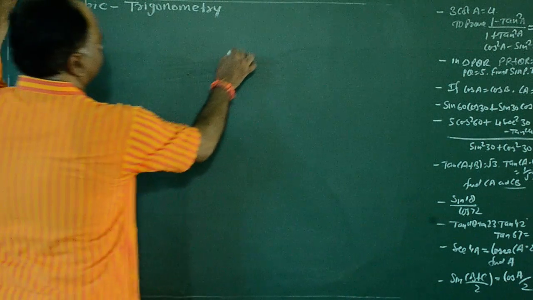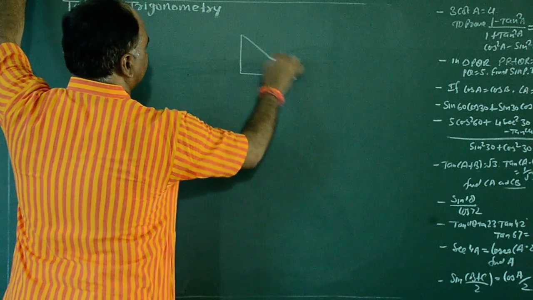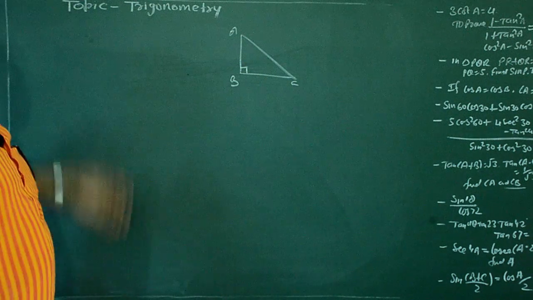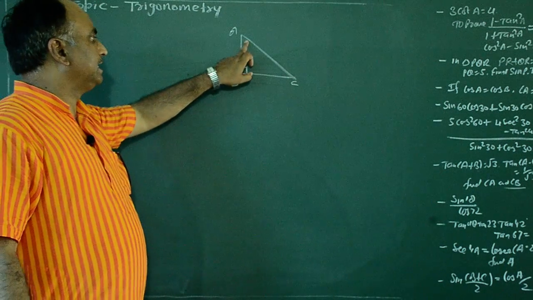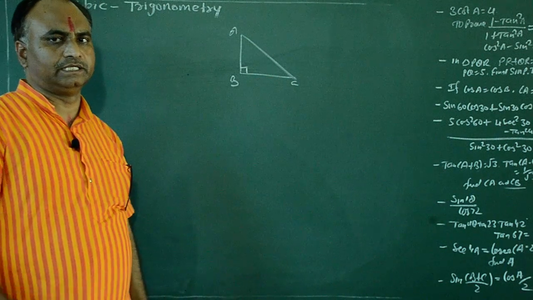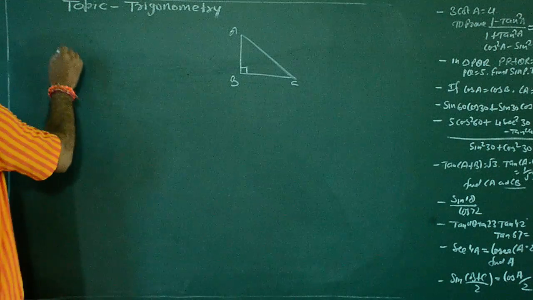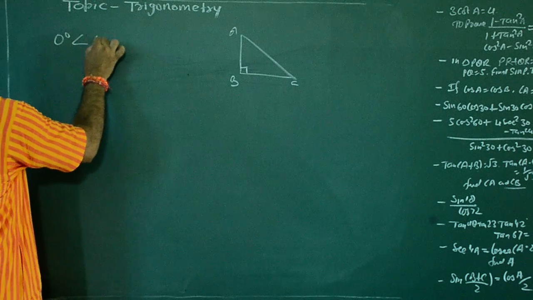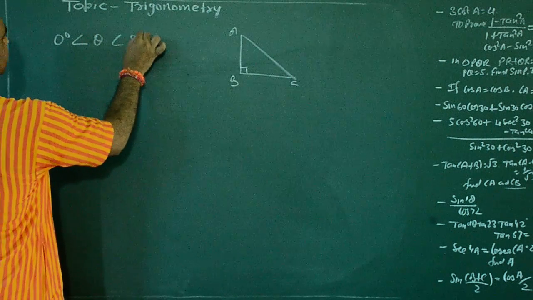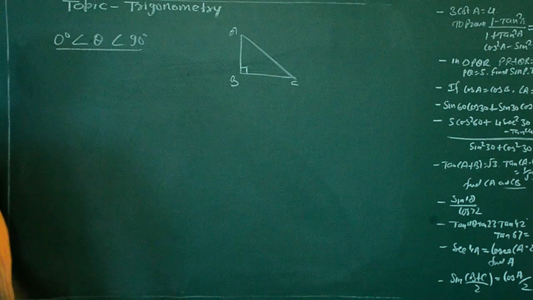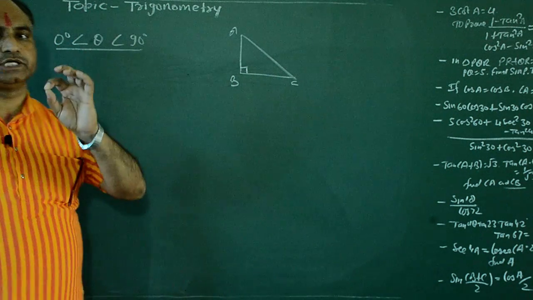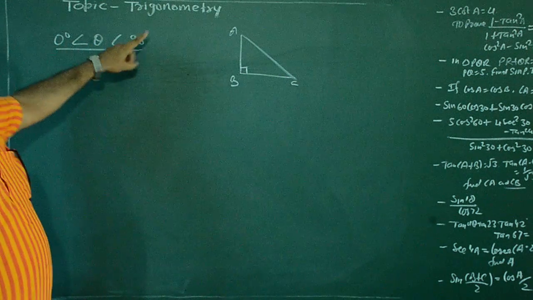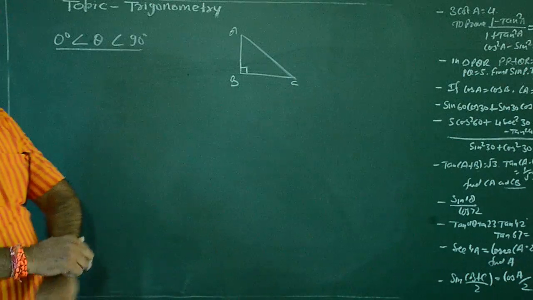Look here students, this is a right angle triangle ABC in which angle B equal to 90 degree and angle A and angle C are acute angle. What do you mean by acute angle? Acute angle means 0 degree is smaller than theta and it is smaller than 90 degree. Theta, this is an acute angle and its value, look here, is between 0 and 90.